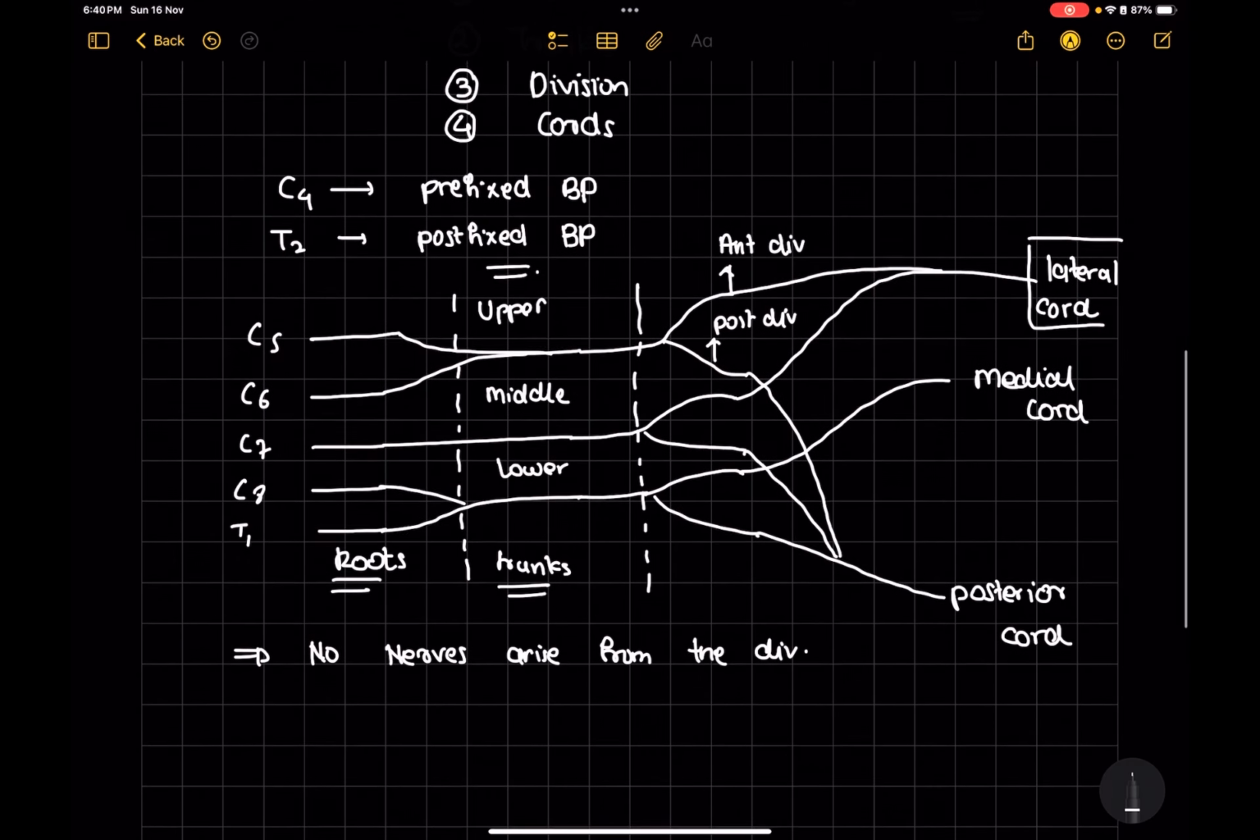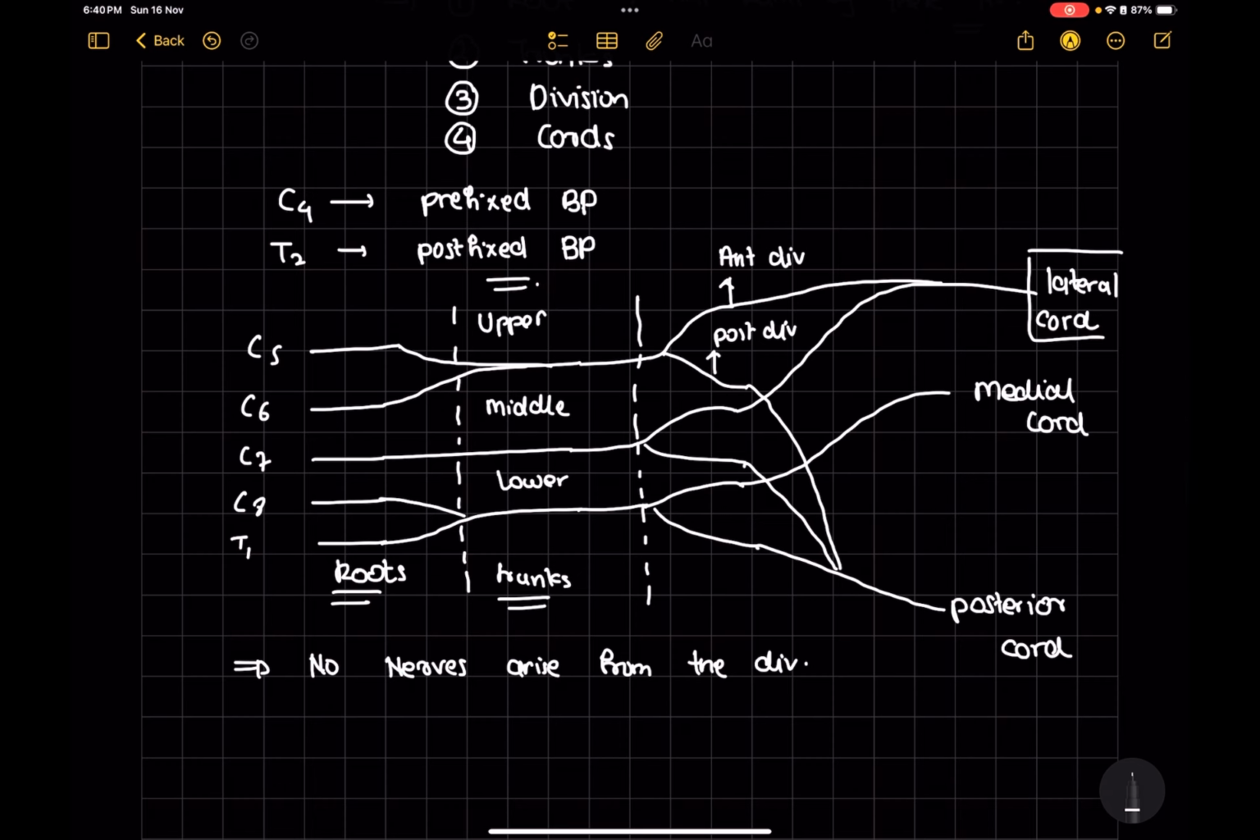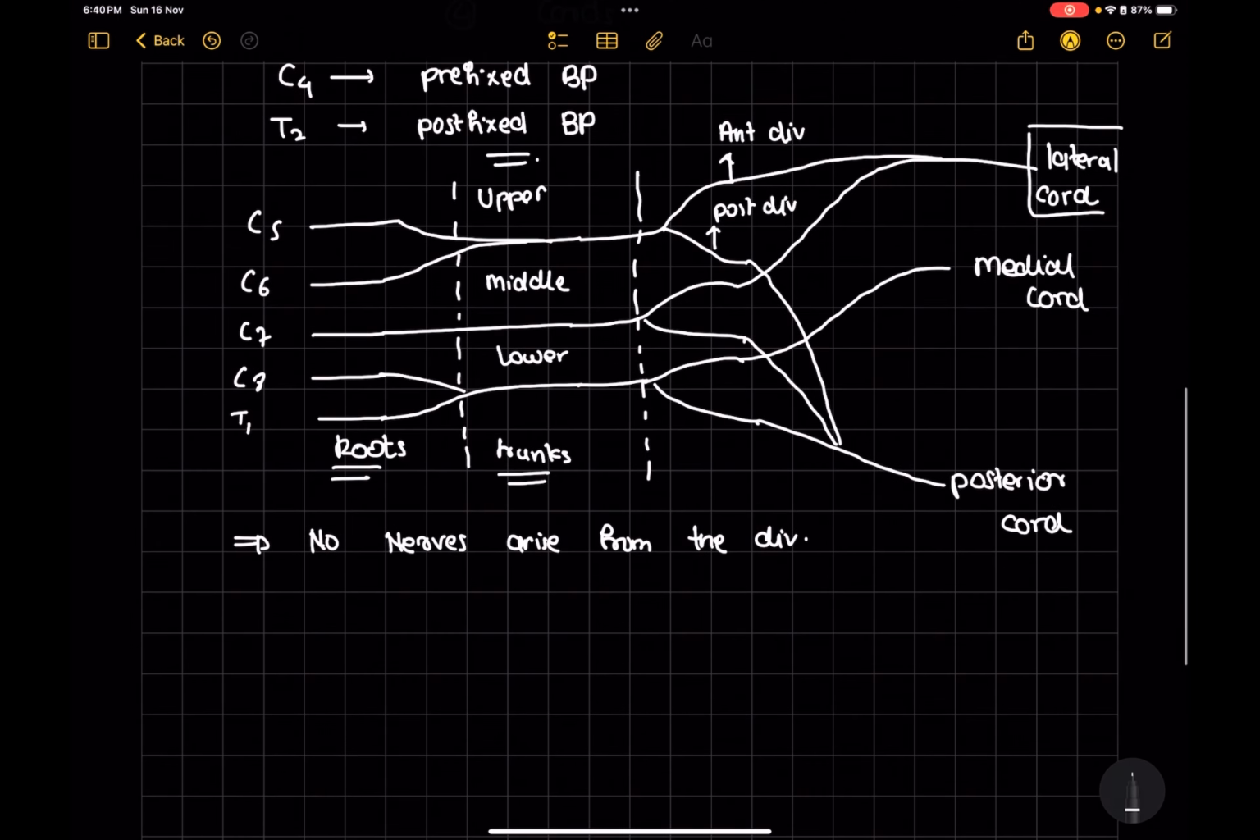Now if they want to ask you a very simple question, or just for your understanding, if I may ask you a question, what is the root value of this upper trunk? Easy, it is C5 and C6. What is the root value of middle trunk? Then you would easily say it is C7. What is the root value of lower trunk? It is C8 and T1.